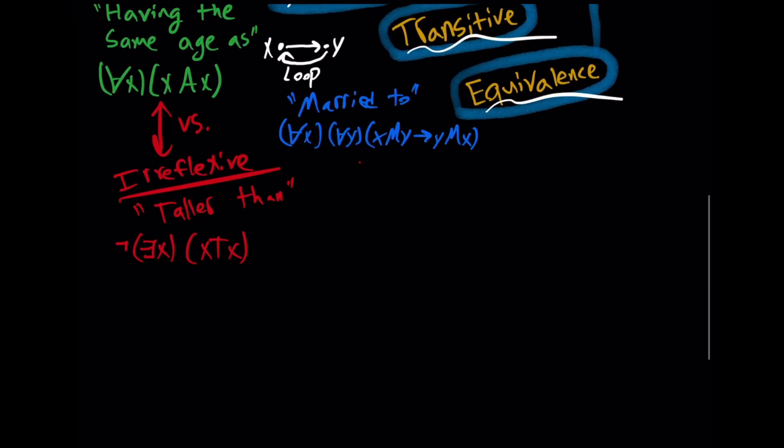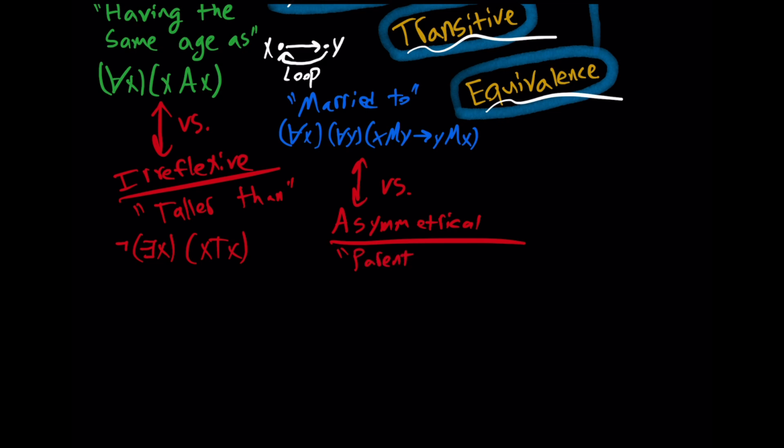In contrast, we have some relationships that are asymmetrical. For example, being a parent of is asymmetrical. My mother is a parent of me, but I'm obviously not the parent of her. So it's not symmetrical. It's asymmetrical. So for all x, for all y, if x is a parent of y, then it is not the case, we have a denial, that y is a parent of x.